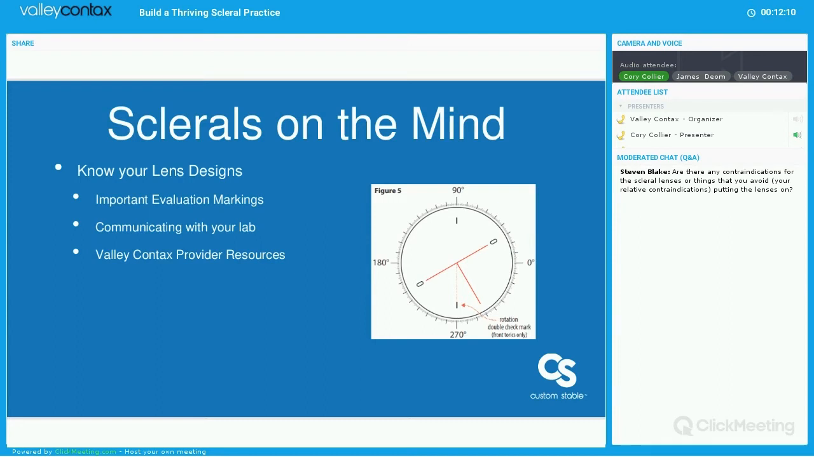For instance, the Valley Contacts Custom Stable has important evaluation markings on the diagnostic lenses that can help you in your assessment of the lens on the patient. By understanding what markings are there and how to notate them, you can communicate with your lab most effectively, so that everyone is speaking the same language and the patient can be successful in the lens.